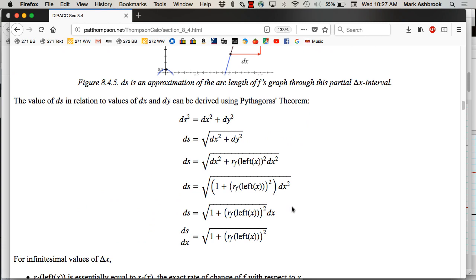So looking at this right here, this tells us exactly what the rate of change of arc length is. What's the rate of change? This thing right here, the square root part, right? Because ds equals rate times dx. That should be very familiar. So we've got it. So what is our arc length function? S of x equals.